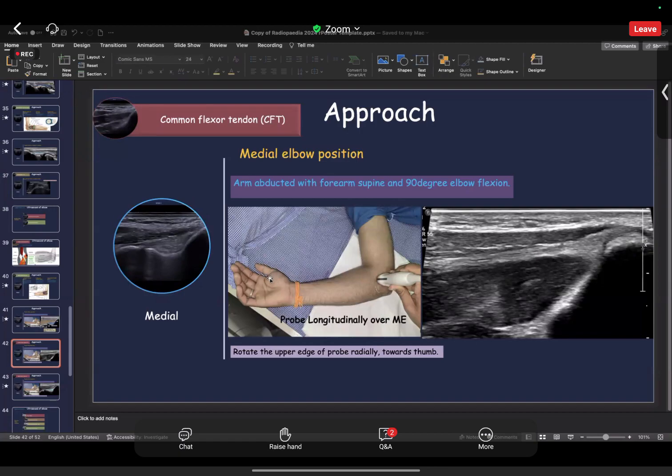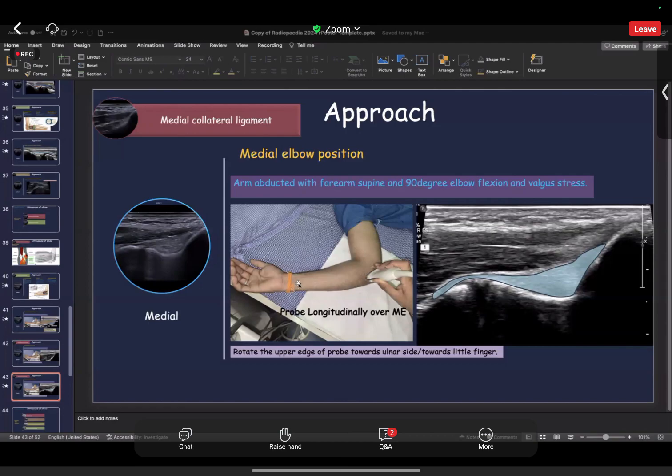I remember it like T for thumb, T for thenar eminence or the thenar muscle. You make sure your probe is facing toward the thumb, and you will get a good image of the common flexor tendons. Then I have turned the probe medially toward the ulna or the little finger, and you will get this image of the medial collateral ligament very beautifully. And we can do a valgus stress here so that you can have a good image of the MCL, along with how much the joint is opening. That is a different thing.